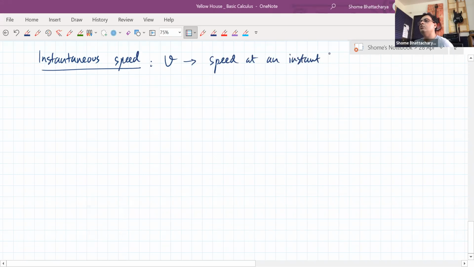So let's try to understand what we mean by speed at an instant. Okay, now let's think practically. Let's do an experiment which would be rather easy to do. You're just traveling in your vehicle with presumably one of your parents or somebody who has a license to drive.